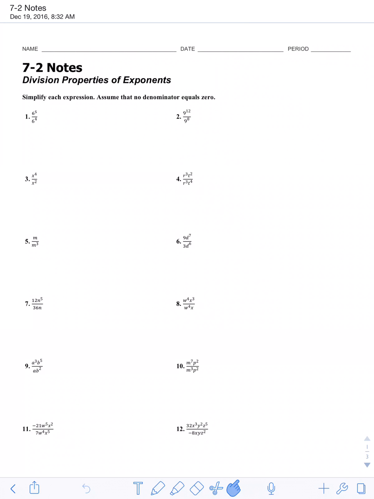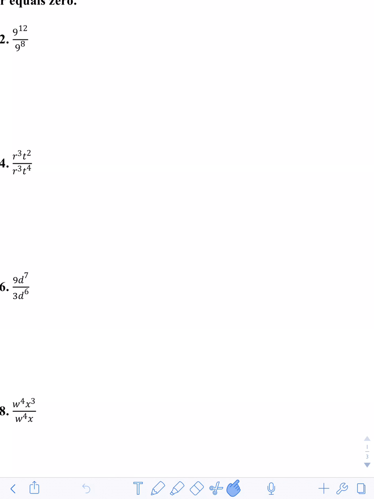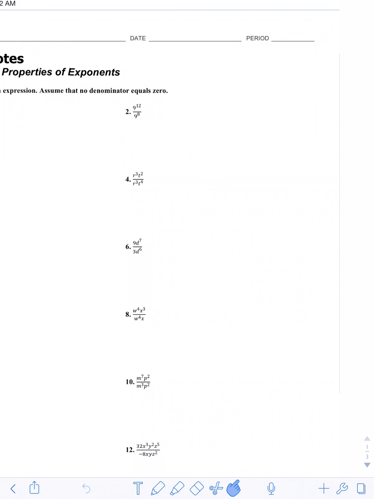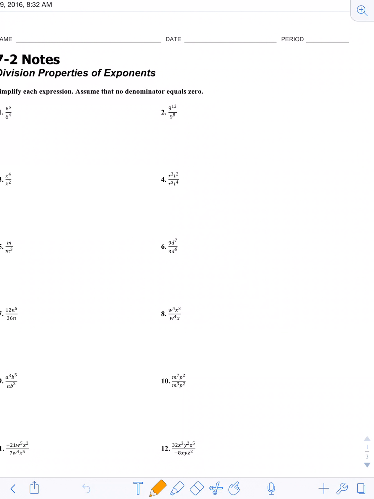All right, this is 7-2 notes. So here for 7-2, you're going to divide. So we're going to go ahead and get started. First thing I'm going to do is write over here. Okay, I'm going to make a little note. Actually, let me go ahead and zoom back out. We're going to make a little note that whenever you divide, you subtract exponents.